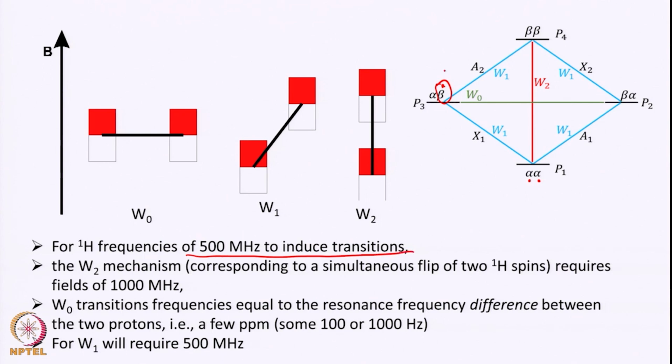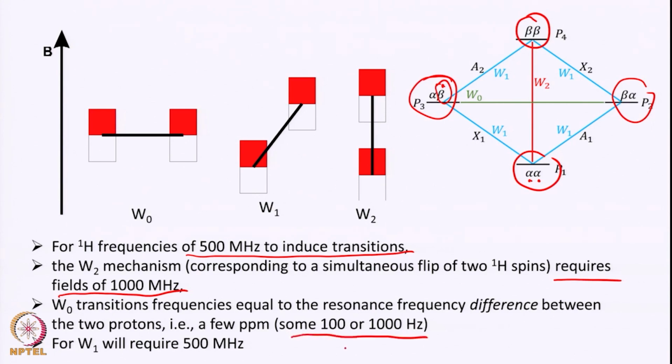Now, for both spin flip, you see this 500 megahertz and this 500 megahertz, so the total transition will be equal to 1000 megahertz to flip. For zero quantum, you just need a couple of hertz difference, because both spins are at 500 megahertz, but their chemical shift is a little bit different, and that difference in terms of hertz will be around 100 to 1000 hertz. So, omega 1 requires 500 megahertz, say omega 2 will require 1000 megahertz, however omega 0 will require approximately 100 to 1000 hertz. So, this is the zero quantum transition.